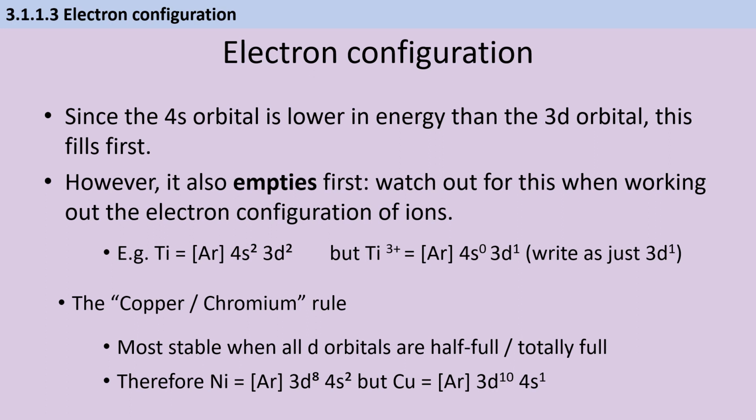Then the other rule that might trip you up is what I refer to as the copper or chromium rule, because these are the 2 elements that you're most likely going to encounter it with. So we know that atoms are more stable when either all of their d orbitals are full or all of their d orbitals are half full. So in other words, having 3d5 or 3d10 is much more stable than 3d4 or 3d9. And therefore, for instance, when we get to nickel, we would have 3d8 4s2 because that 4s has filled first. But then when we get to copper, we kind of take one of those electrons back from 4s and use it to top up the 3d so that we actually get to 3d10 rather than 3d9.